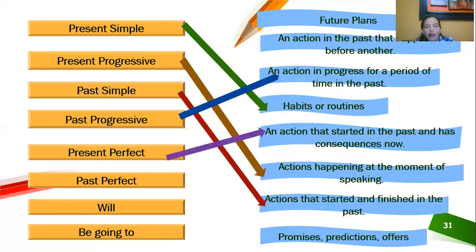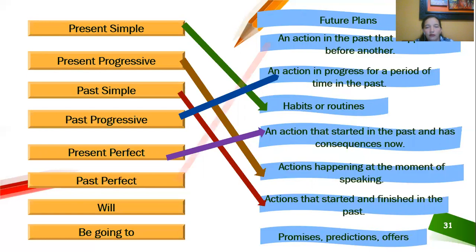Present perfect, an action that started in the past and has consequences or continues now. For example, I have read a lot of books this quarantine. So it means that I started like 2 months ago, and today I continue reading books. Okay, that's the use of the present perfect.